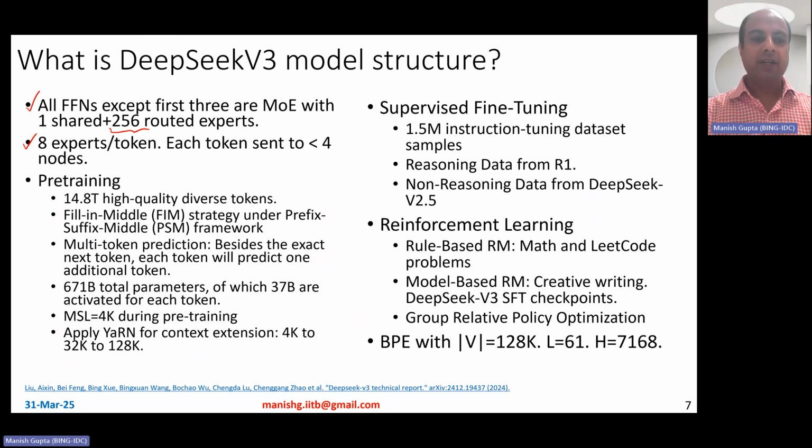Okay. For pre-training, they pre-train on a large 14.8 trillion high-quality diverse token data set, as I mentioned earlier, but the pre-training actually has a very interesting twist to it. They use what is called the fill-in-the-middle strategy. So rather than always predicting the next token, they take the data set and try to predict the middle part of a phrase rather than the next few tokens only. They use what is called the prefix-suffix-middle framework, where they take the context, the prefix, the suffix, and the middle word is what is put at the end.